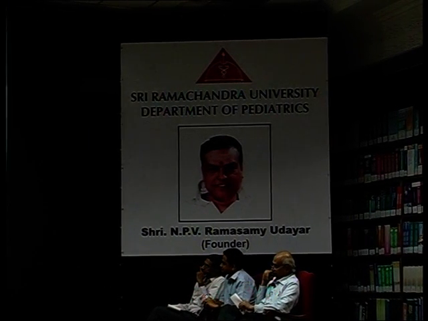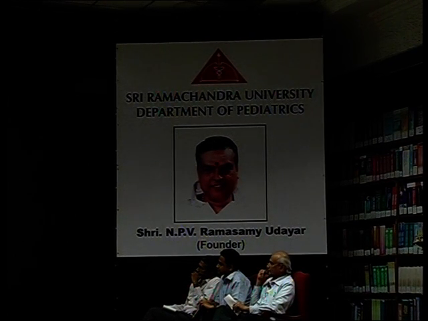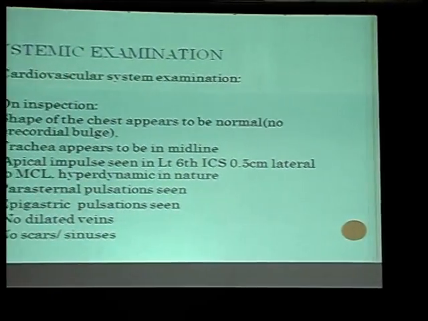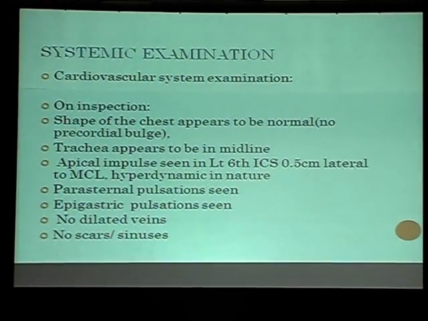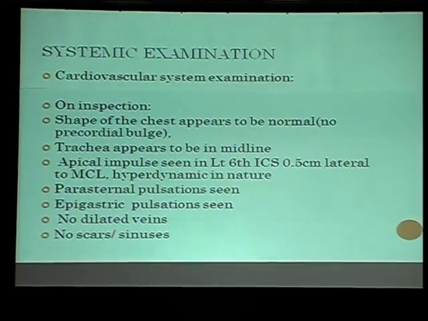Cardiomegaly is there, both shifted outwards and downwards. Parasternal pulsations can be due to right ventricular hypertrophy, volume overload. An epigastric pulsation can also be due to RVH.